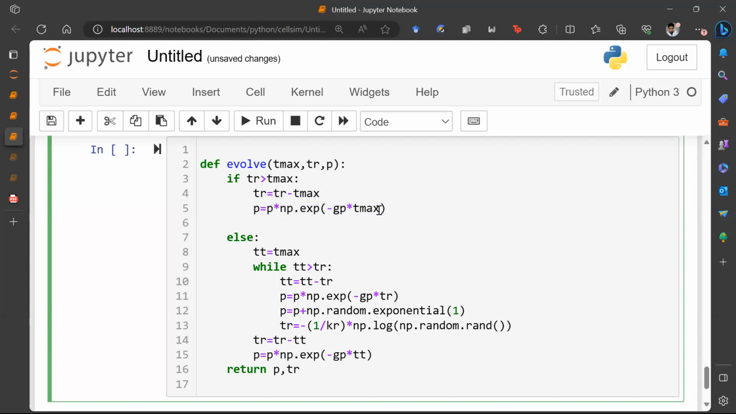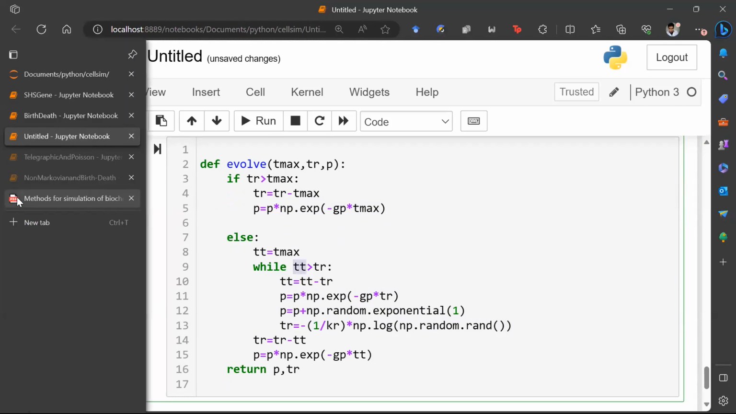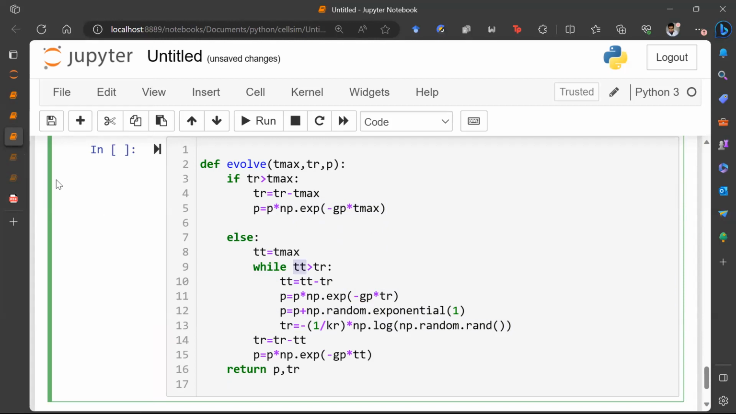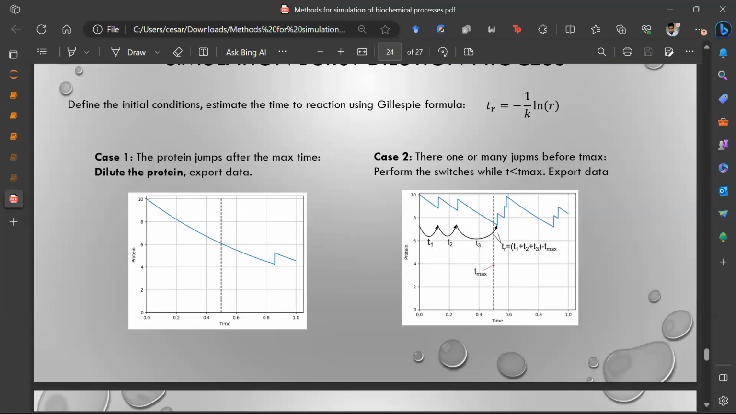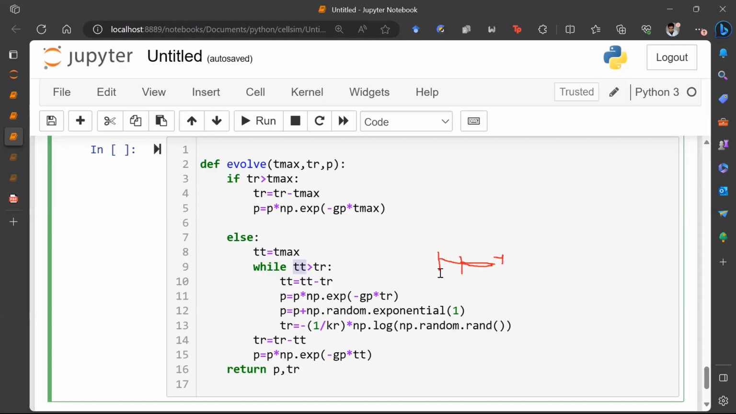And my protein is going to get degraded, following the exponential trajectory. Otherwise, I start to perform the reaction. So while my TT corresponds to T max minus every time, it corresponds to this. Then the next iteration is going to be this, and the next iteration is going to be positive. I explained this in the previous session, so you can check it.